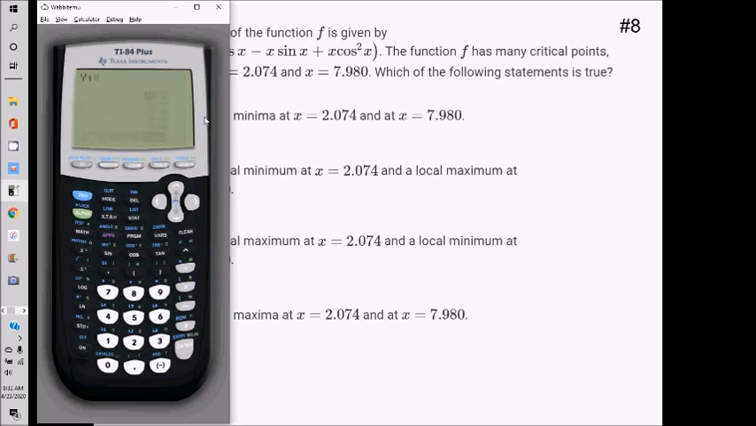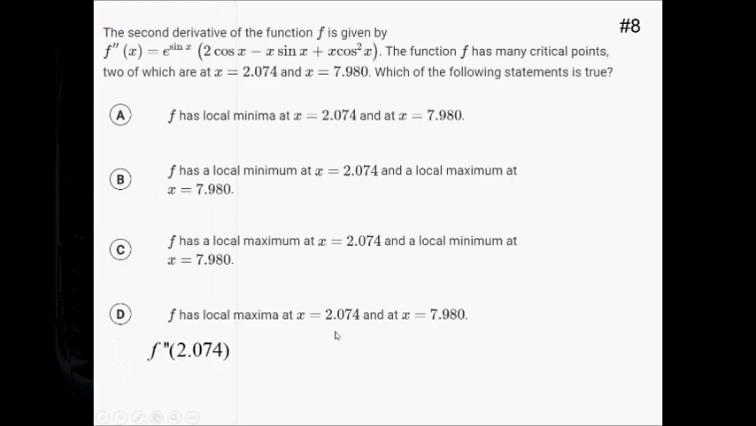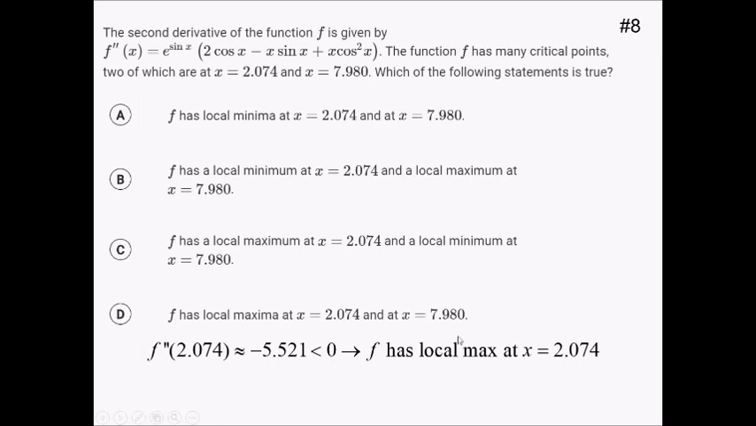y1 of 2.074. And that's going to come out to about negative 5.521. So plugging that in, we get this number, which is negative. So therefore, by the second derivative test, we have a relative max, a local max, at 2.074.